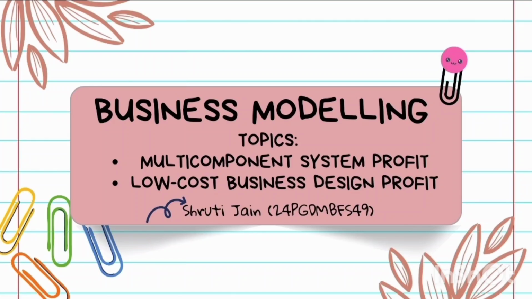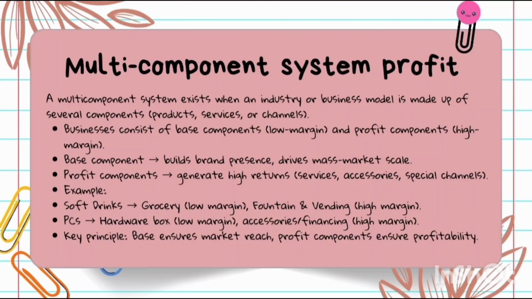The topics that I am going to explain are multi-component system profit and low-cost business design profit. In business, profitability often comes from more than just the main product. Most industries can be broken down into two parts, the base components and the profit components.